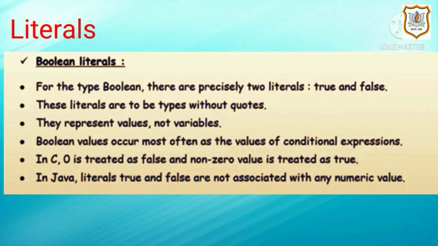Next one is boolean literals. For the type boolean, there are precisely two literals, true and false. These literals are to be typed without quotes. They represent values, not variables. Boolean values occur most often as the values of conditional expressions. In C, 0 is treated as false and a non-zero value is treated as true. In Java, the literals true and false are not associated with any numeric value.